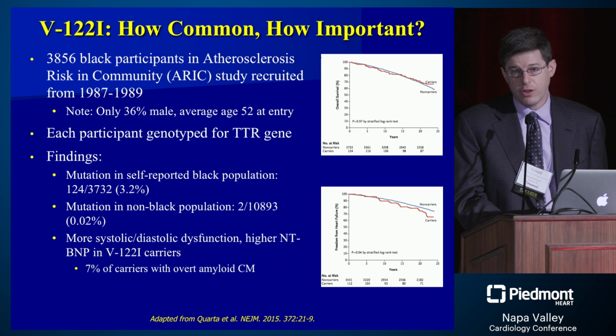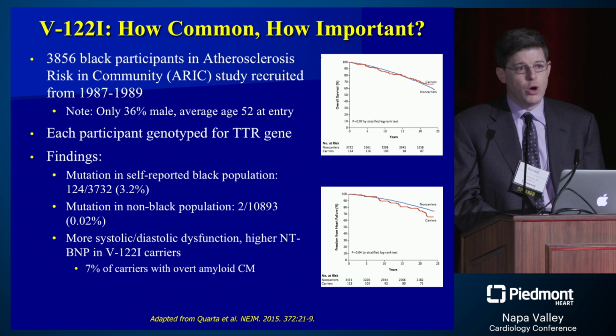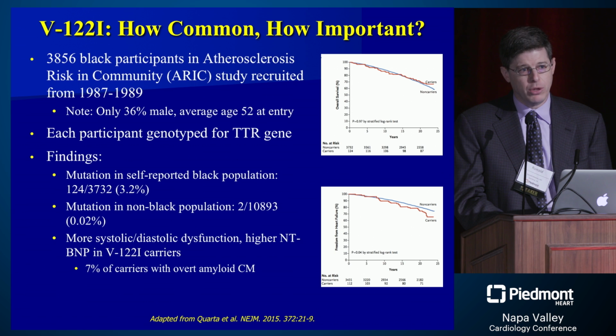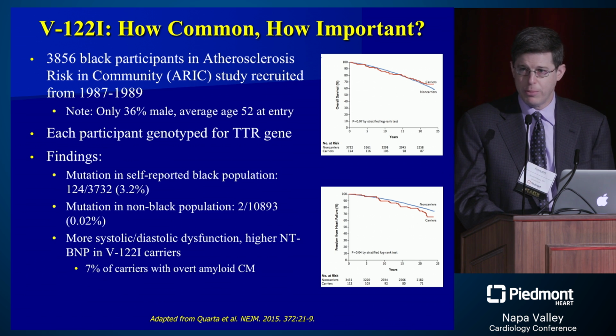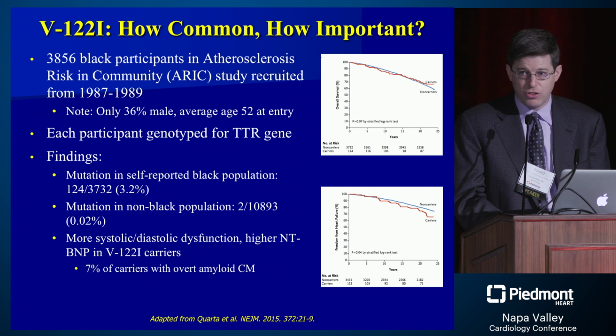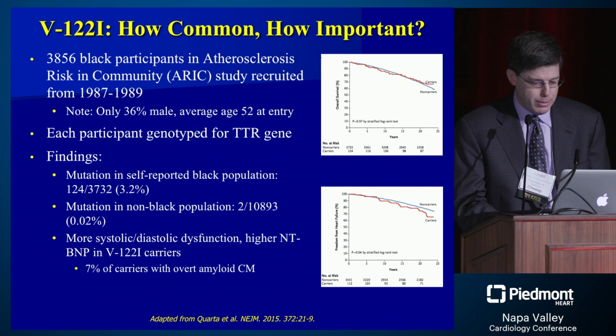This was a very nice study that was published in the New England Journal a couple of years ago, where they looked at a longitudinal atherosclerosis study called ARIC. Even though it wasn't an amyloid study, the nice thing is they had blood on all the patients, they could go back and genotype all the patients, and they had longitudinal data in terms of what happened to them. They genotyped everybody who had been in the study for the TTR gene, and they found several interesting findings. First off, the prevalence of the mutation was 3.2% in self-identified individuals of African descent, whereas it was virtually not seen in the other population, 2 out of 10,000 some odd people.